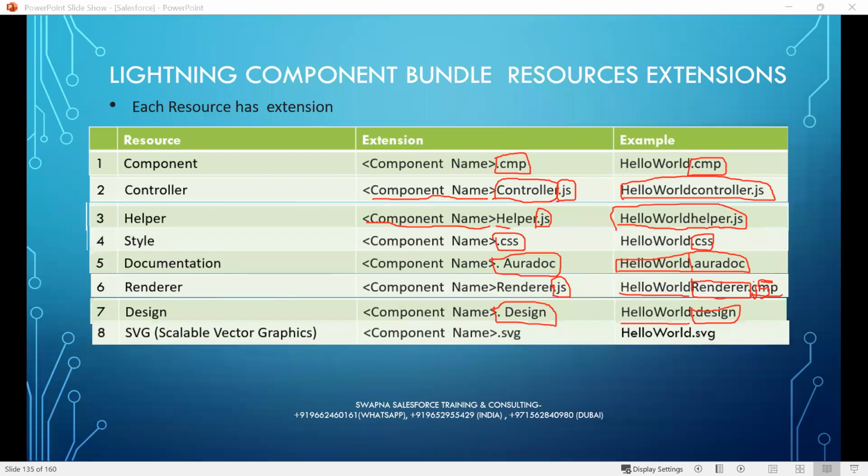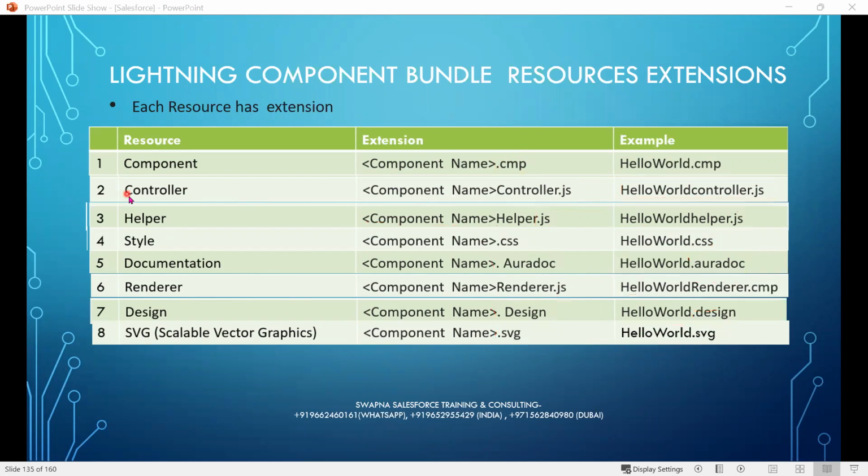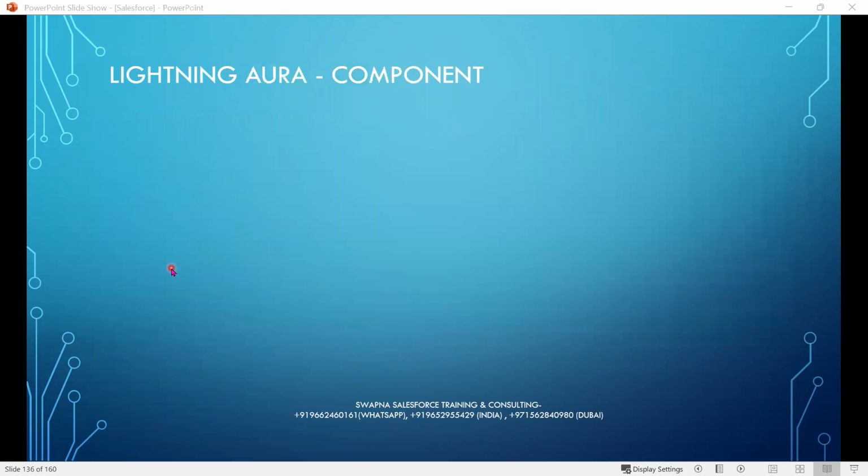And the last one is SVG, scalable vector graphics. The extension is .svg, added to the component name. So for example, if my component name is helloWorld, it will just add the .svg extension. Now these are the extensions for each resource. Now let's go ahead and see what the Lightning Aura component is.